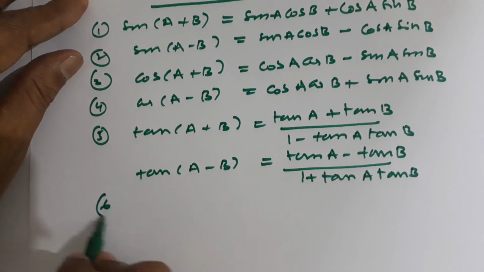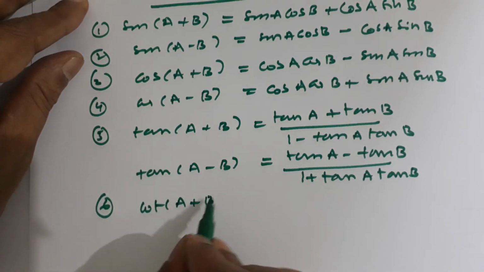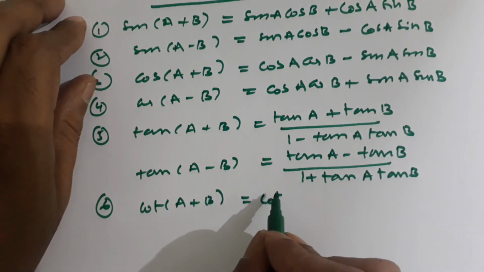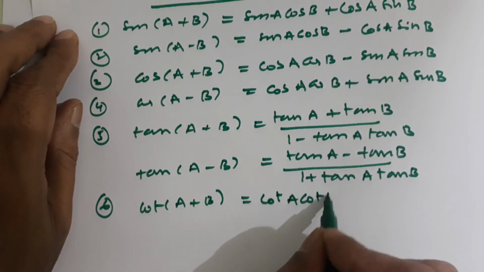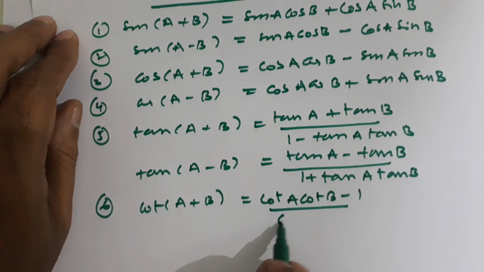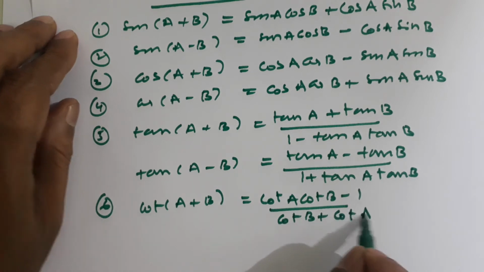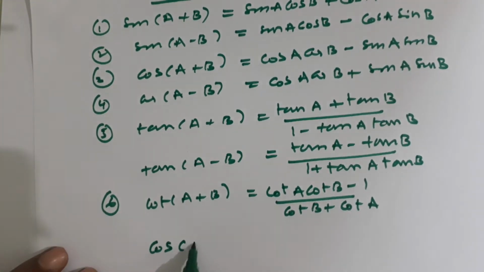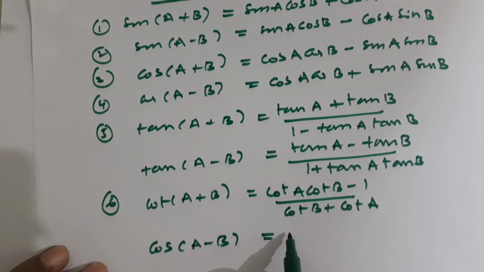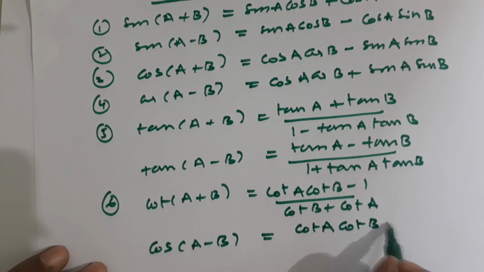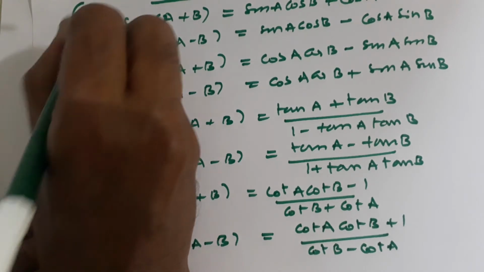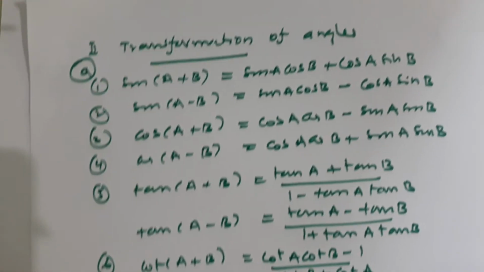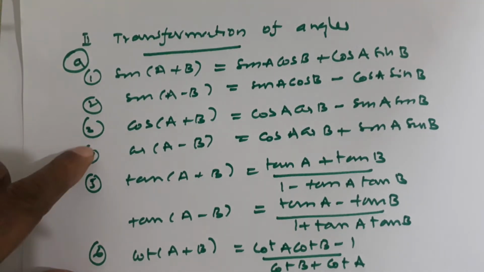Next, sixth one. Cot of A plus B is equal to cot A cot B minus 1 divided by cot B plus cot A. Next, cot of A minus B is equal to cot A cot B plus 1 divided by cot B minus cot A. So these are the transformation of angles, all these will be in A, small a, and these are all 6.